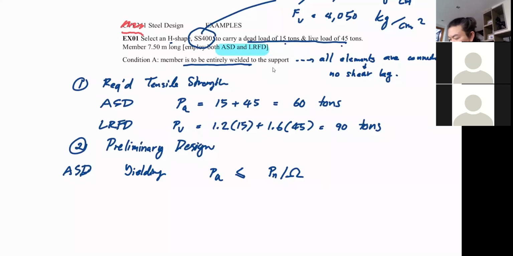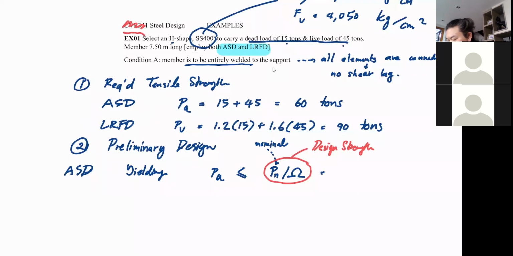Let me write it down again here. This entire thing is the design strength. Okay, but this one itself is the nominal. All right, and now we know that the nominal strength for tensile yielding of the cross section is Fy multiplied by Ag. So this can be rewritten as Fy Ag and then divide by factor of safety.